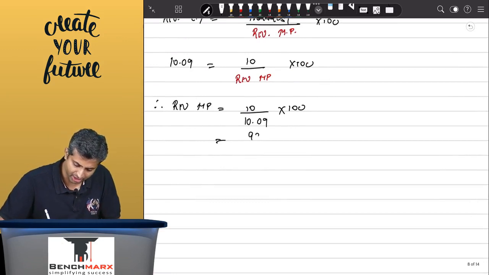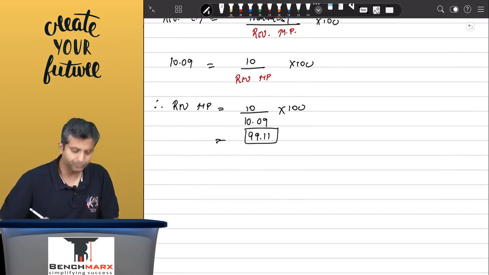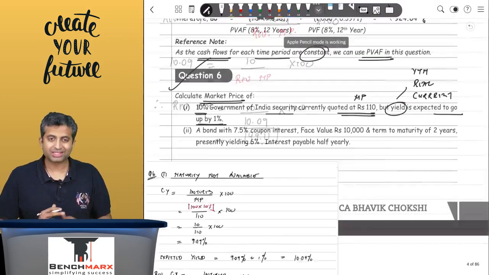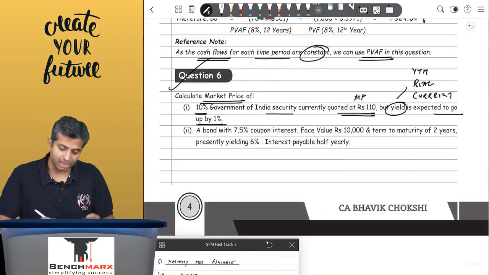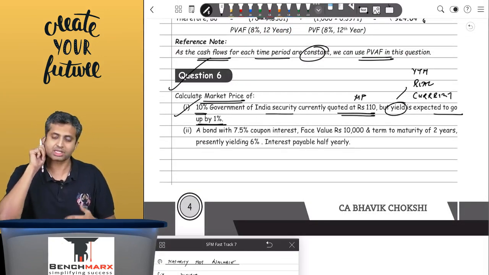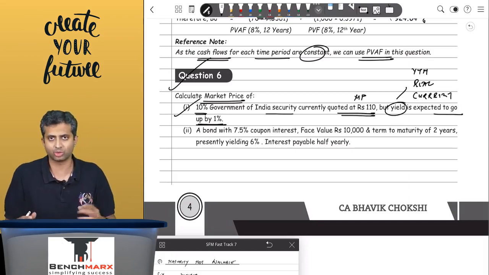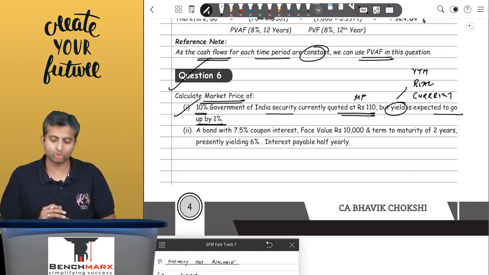So this is, let us say, 99.11. Remember, this is not the best way to calculate your price. However, with the resources that you have, if not the best, we need to look at the next best.